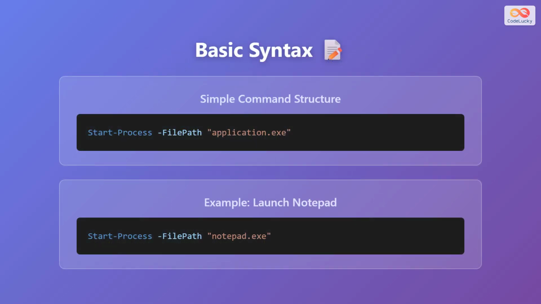The basic syntax of Start-Process is straightforward. You type Start-Process followed by the FilePath parameter and the name of the executable in quotes. For example, to launch Notepad, you would write Start-Process -FilePath "notepad.exe". This simple structure is the foundation for all Start-Process commands. The FilePath parameter tells PowerShell exactly which program you want to run. You can specify just the executable name if it's in your system path, or provide the full path to the file.